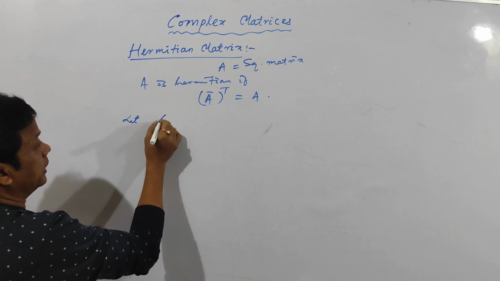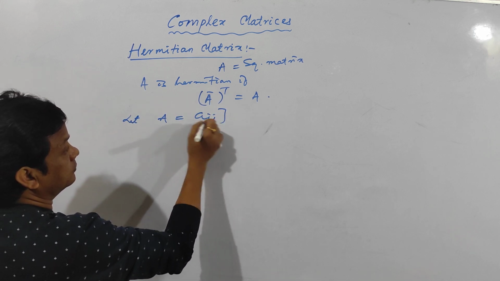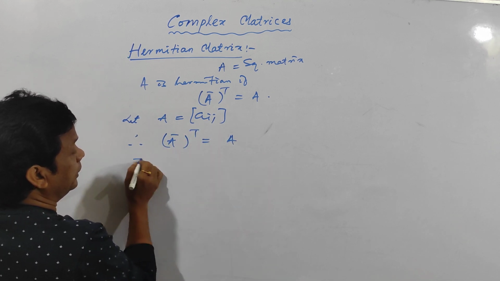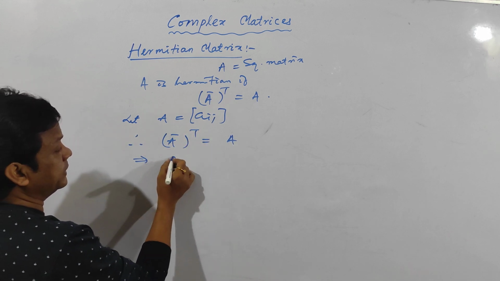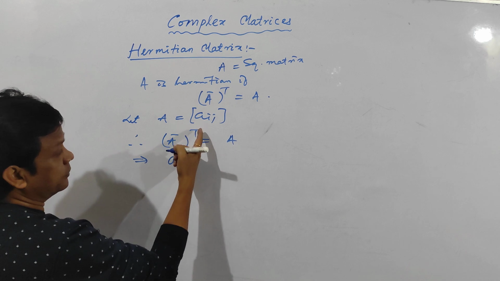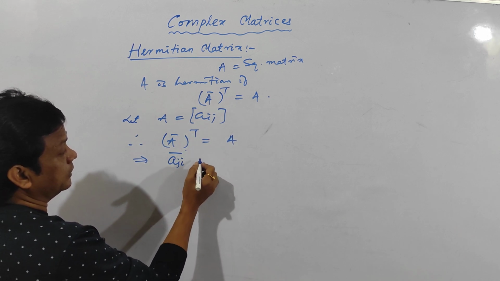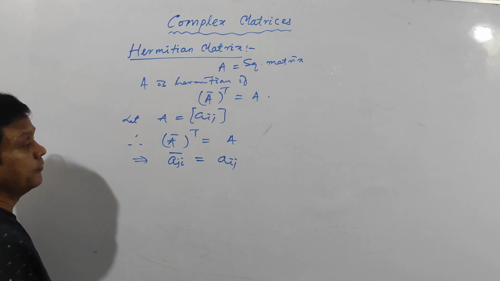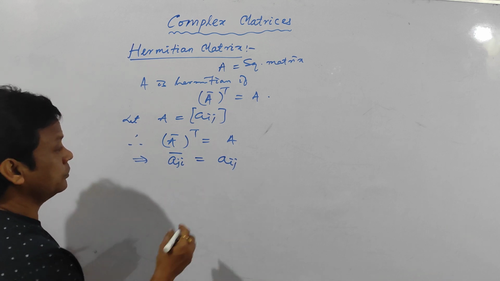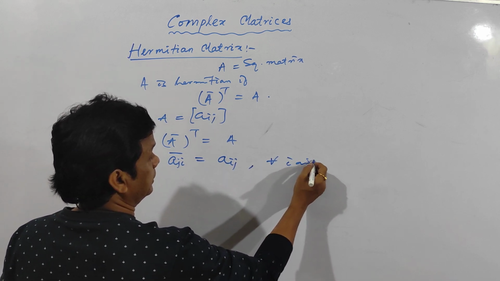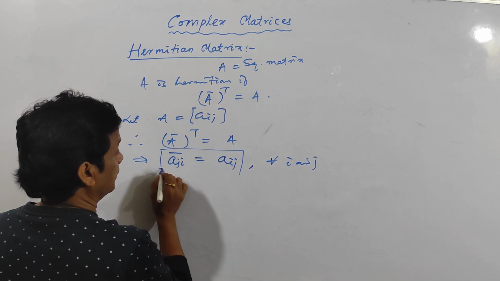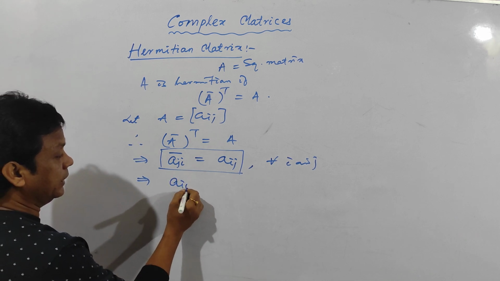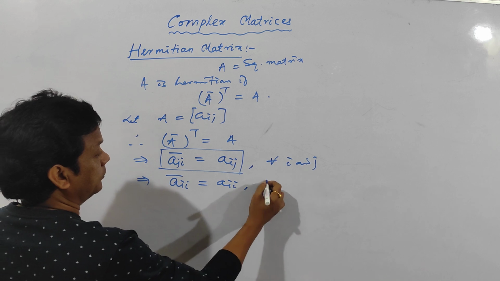So let A be equal to [Aij]. Therefore, A bar transpose is equal to A implies Aji bar is equal to Aij for all i and j. This is one relationship. And again, second case, if i is equal to j, then what will happen? Then Aii bar is equal to Aii for all i.